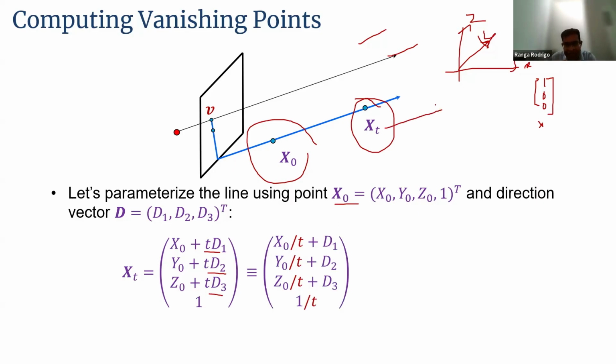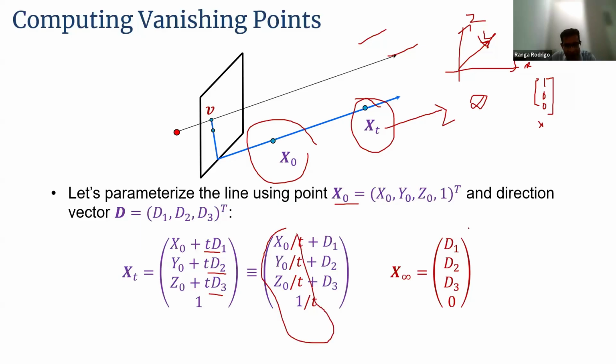Now, how can I send this point to infinity? You can send that point to infinity by setting t to infinity, right? When you set t equals infinity, you can see these things will become 0, and what you have is d1, d2, and d3. And then finally, this last coordinate becomes 0. So this one we call a point at infinity.